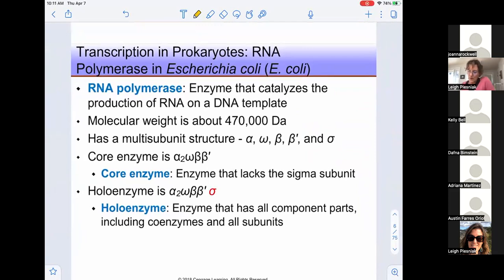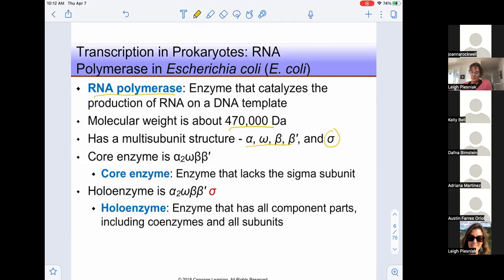Okay, so in E. coli, there is just a single RNA polymerase that catalyzes the synthesis of the messenger RNA. It's pretty big. It's almost 500,000 in molecular weight. And it has a pretty complex subunit structure. There's alpha, omega, beta, beta prime, and then sigma.